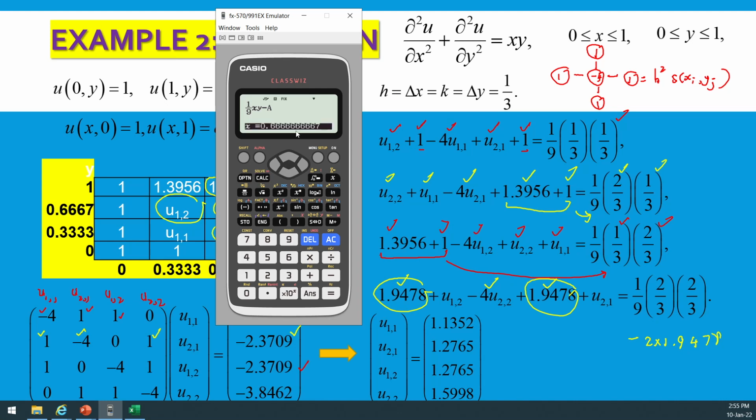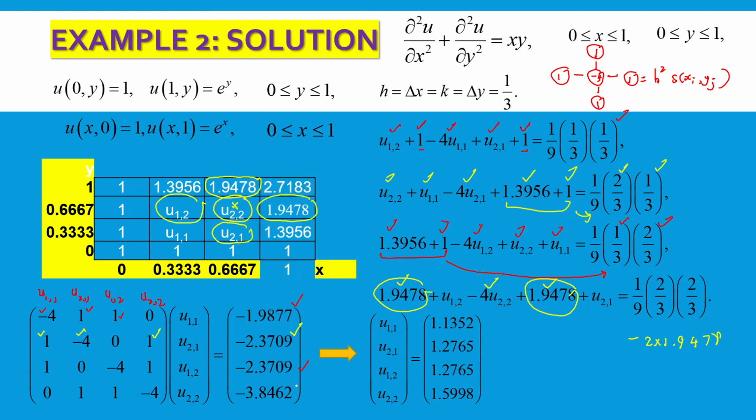So you calculate. x is 2/3, correct. y is 2/3, so 2 divided by 3. Okay, a is actually 1.9478 times 2, so you get negative 3.8462. The vector b4 is negative 3.8462. So u12 is here, 1 time. u22 is negative 4 times. u21, 1 time. So u11 is 0.